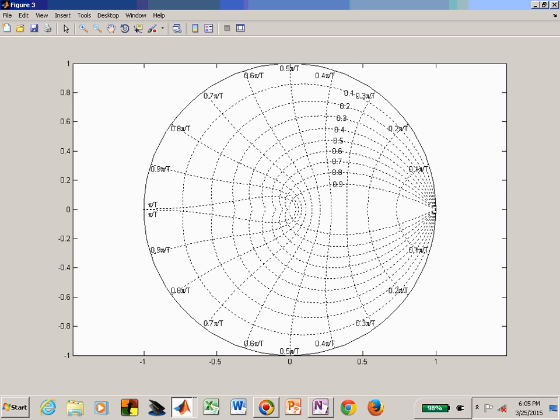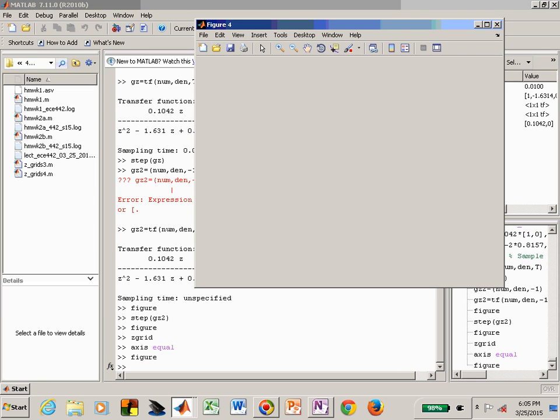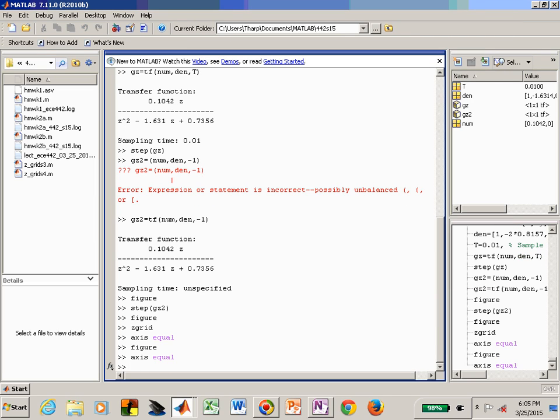Or maybe you want to just pick a few zeta values. So you could go back and say, let me put a new figure window in, and let me say that this is also axis equal. And maybe I just want to look at zeta values of 0.3, 0.7, and 0.9, just for grins. I don't know where those came from. They just magically appeared. Okay, I just said these are the zeta values I would like to see.